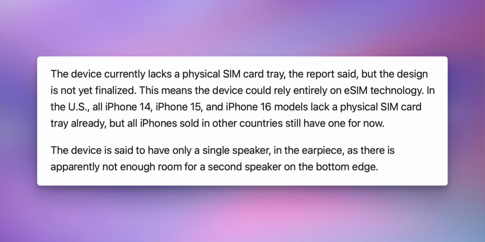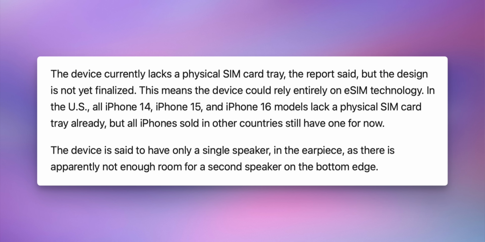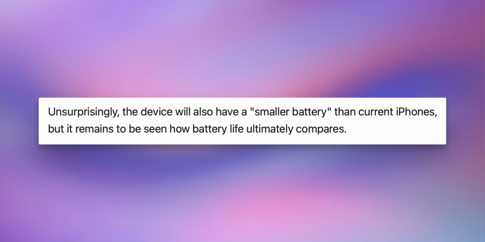Now, there are going to be compromises with the 17 Air because of how skinny it is. So it looks like it might only have a single speaker, which is actually going to be in the earpiece, a single camera lens, like I just mentioned, no SIM card tray worldwide, not just in the US, and most notably, a smaller battery. Now, keep in mind, when we hear smaller battery, that doesn't necessarily mean it's going to get terrible battery life. Apple obviously optimizes these batteries to perform well despite their size, but that could be a potential compromise. You might not get as good a battery life as maybe the 17 or especially the 17 Pro.